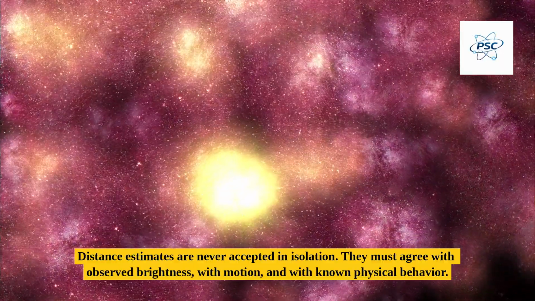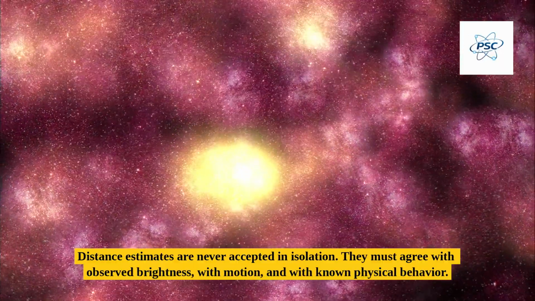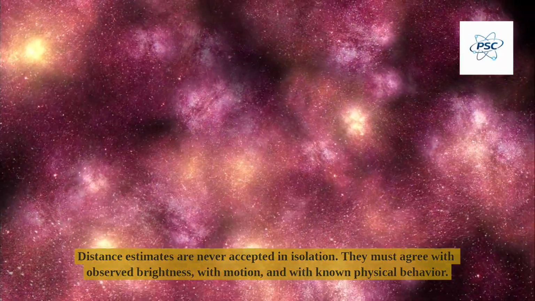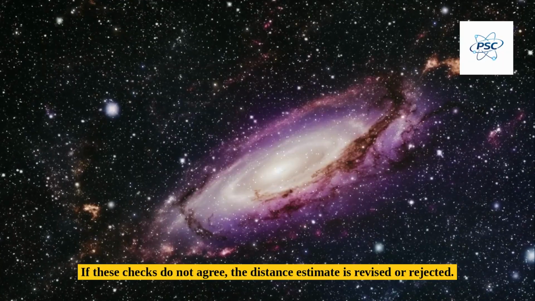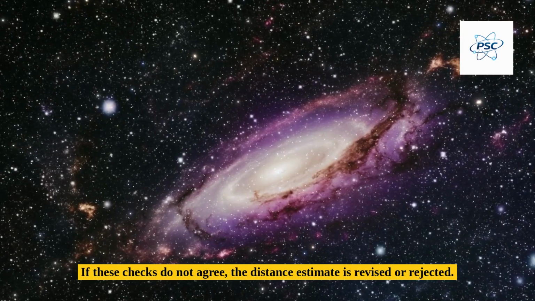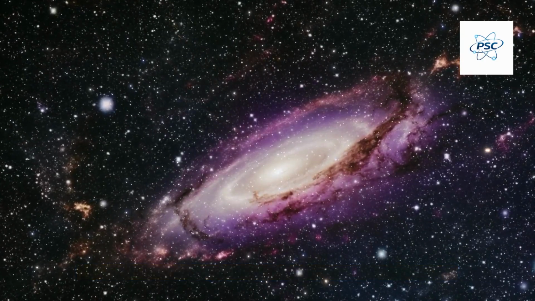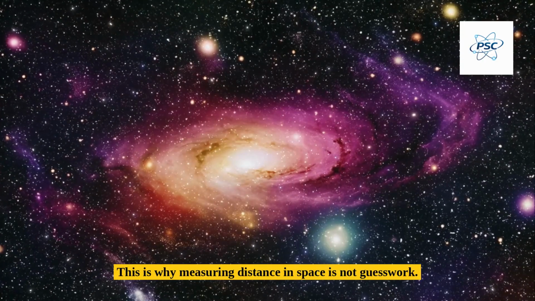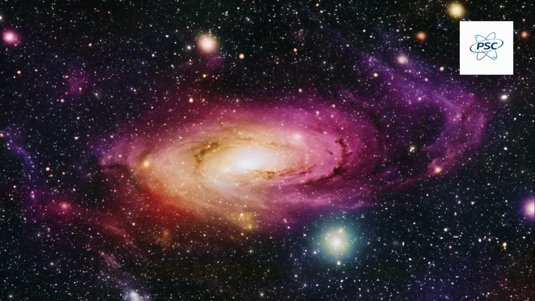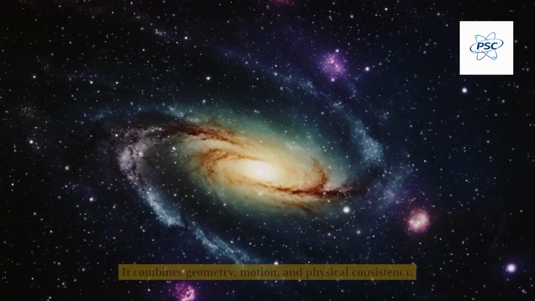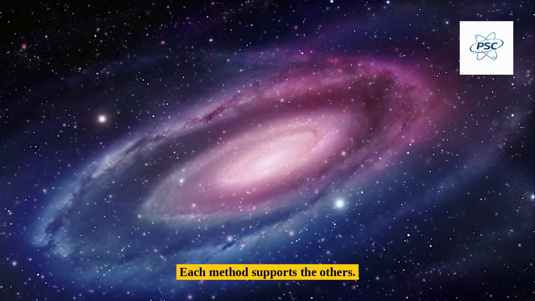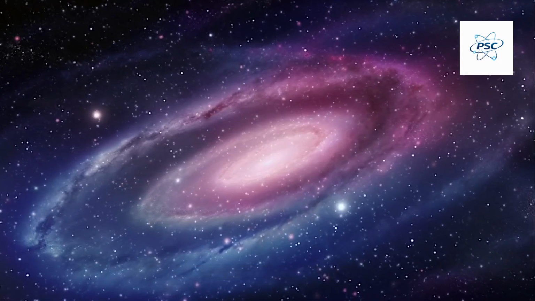Distance estimates are never accepted in isolation. They must agree with observed brightness, with motion, and with known physical behavior. If these checks do not agree, the distance estimate is revised or rejected. This is why measuring distance in space is not guesswork. It combines geometry, motion, and physical consistency. Each method supports the others.